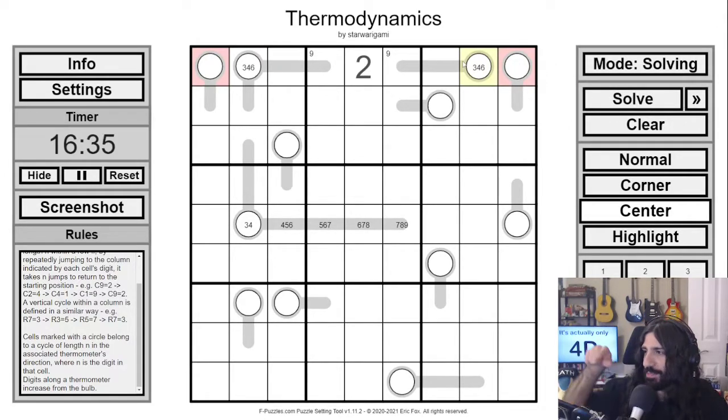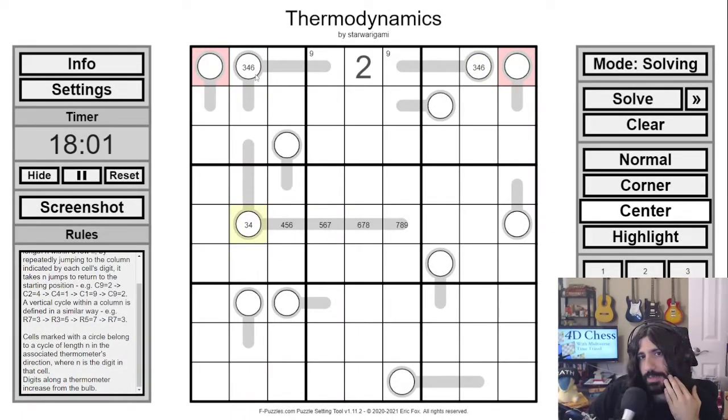Yeah, so the numbers in bulbs for thermometers that are aligned in a certain row or column can't add up to more than 9, which makes a lot of sense. Oh, well, if this is a 3, this can't be a 6. If the smallest number this can be is a 3, this can't be a 6, because then there wouldn't be anything left for this number. So this can't be a 6.